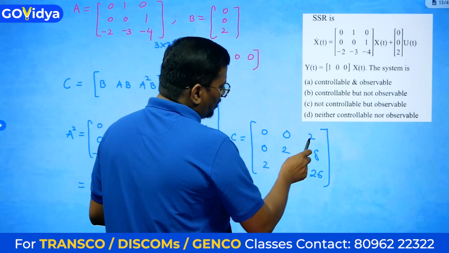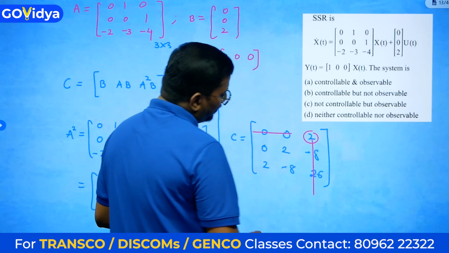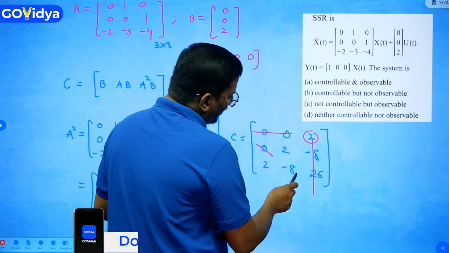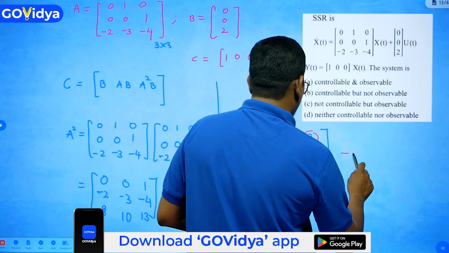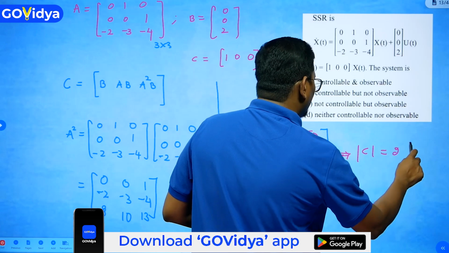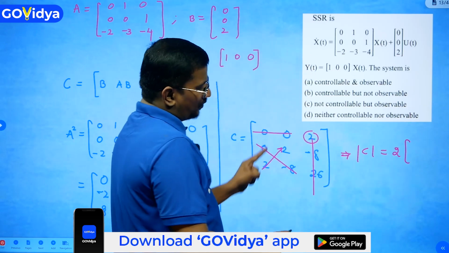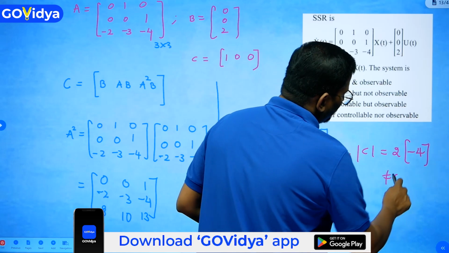You see here, I can take this as the term. So this row, this one gets cancelled. So AD minus BC, right? So which is nothing but the determinant of C is equal to 2 into, tell me, minus 4. So therefore minus 4, which is not equal to 0. So simply it is controllable.